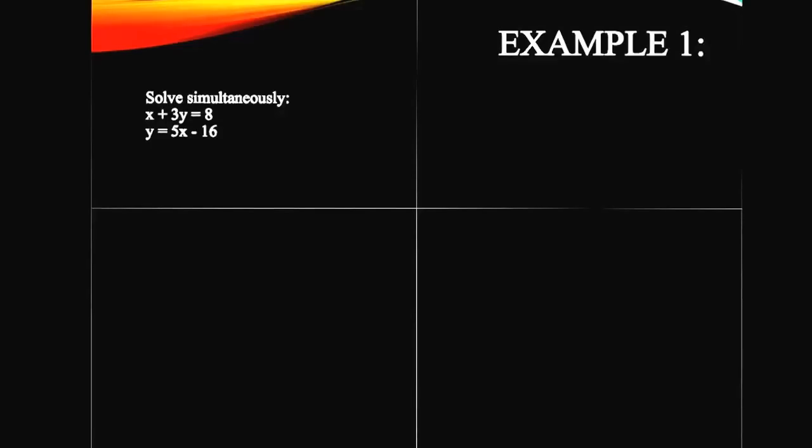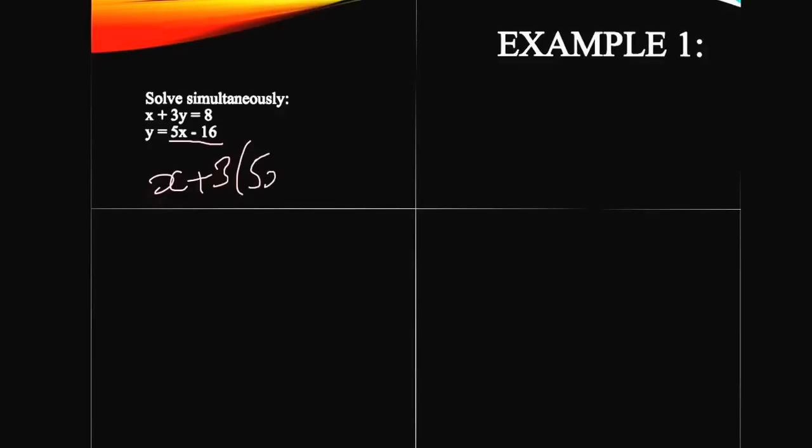What I want you to notice is that we've got x plus 3y equals 8. We've also been told that y equals 5x minus 16. Now, if that's the case, then what we can do is substitute everywhere we see a y. So we had x plus 3y equals 8. Everywhere I see a y, I'm going to swap it for 5x minus 16. So this y here, I'm going to make 5x minus 16, and it equals 8.